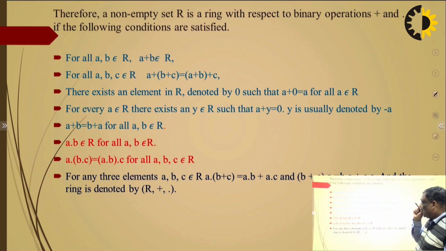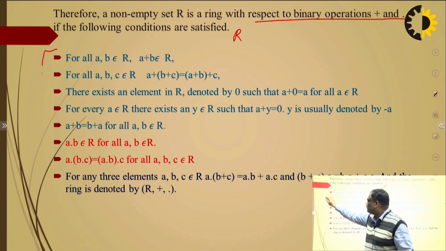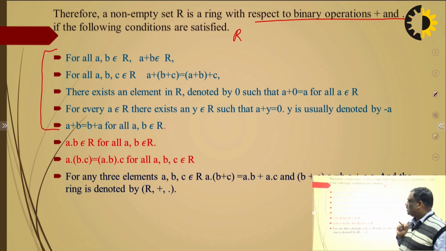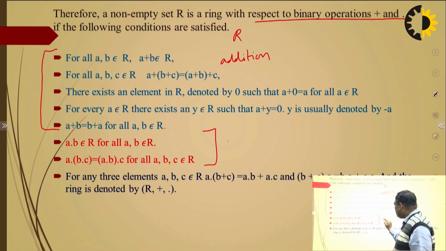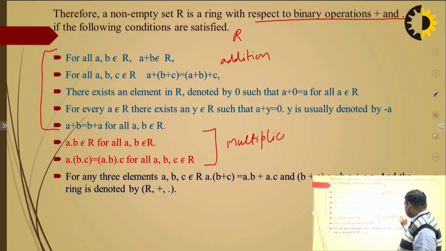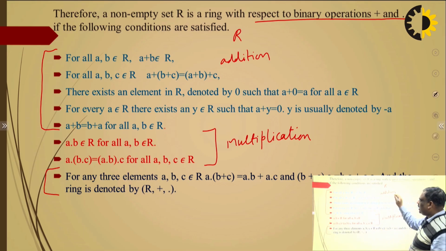So a non-empty set R is a ring with respect to the binary operations addition and multiplication if the following 5 properties hold with respect to addition, and 2 properties with respect to multiplication, and this 1 property with respect to distributivity. So a total of 8 properties is there. One by one we will elaborate on it.